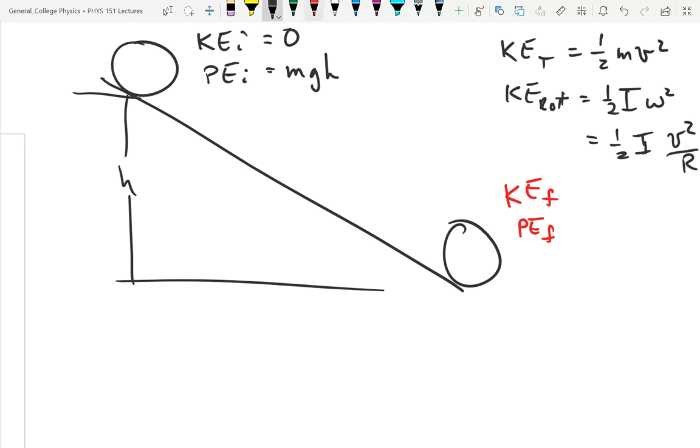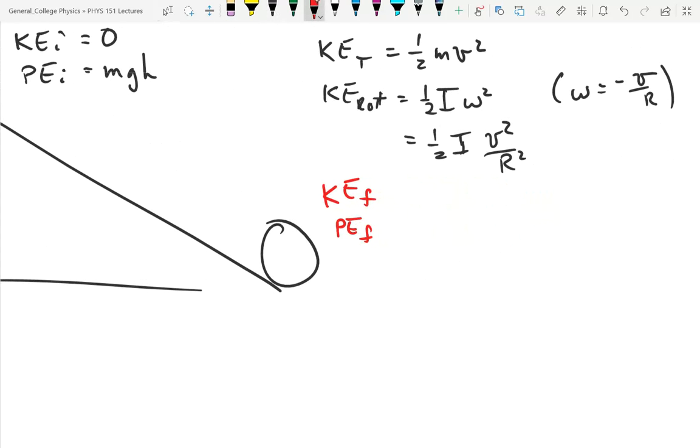Then I get my final values. My final kinetic energy, 1/2 mass V final squared plus 1/2 I V final squared over radius squared. And potential energy final, 0. So work energy problem, you first draw the picture with your beginning and ending points. If you have more than 2 points you're interested in, like if you're like, what's the speed here and what's the speed here? At each point of interest, you want to put the kinetic and potential energy.